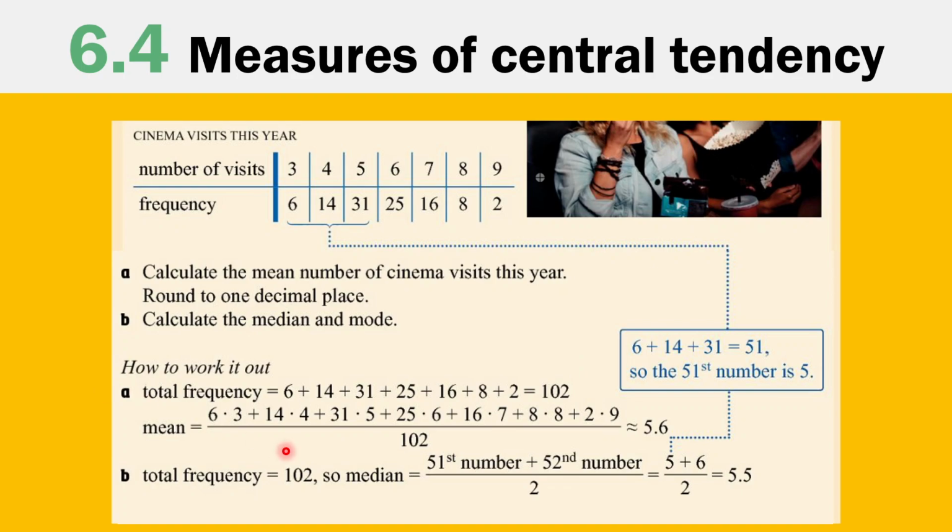The mode is just which one occurs the most. So just take a look in this table. The 5 occurs the most, so the mode here is 5. The mode is just always the easiest one in actually all exercises. If you want the mode, okay, which one occurs most? Median is more difficult, mean can be tricky sometimes as well.